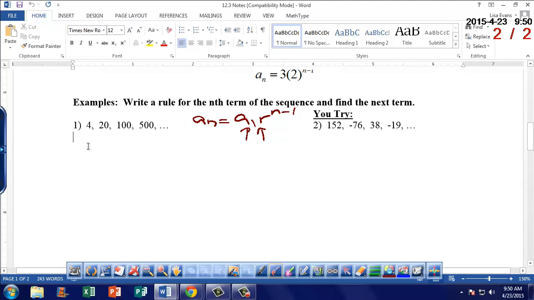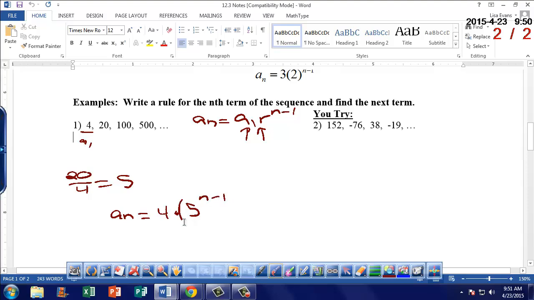Now, in this problem, I'm given a sub 1. It's 4. I could find r by dividing. So 20 divided by 4 is 5. And if I give you a sequence and it says write the rule, it is going to be a geometric sequence, because I believe the directions on the test say write the rule for the geometric sequence. Okay, so just go ahead and plug it in. A sub n equals 4 times 5 to the n minus 1.